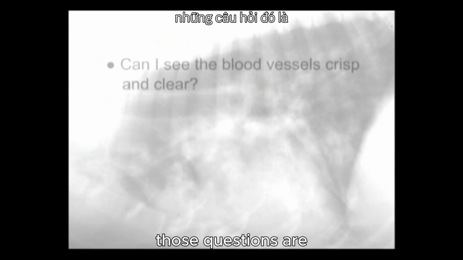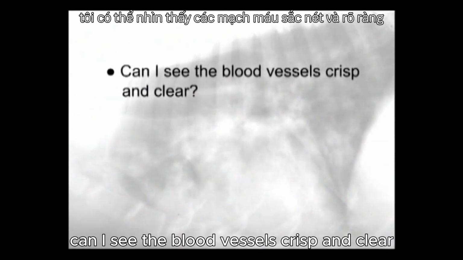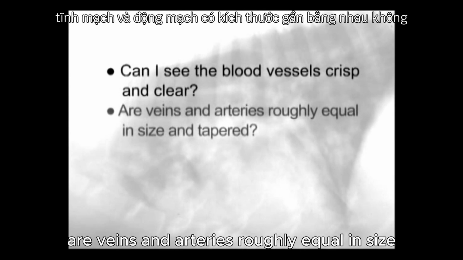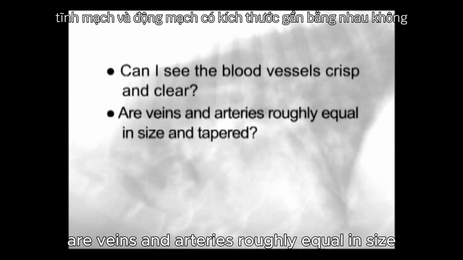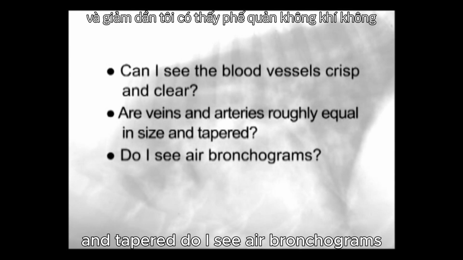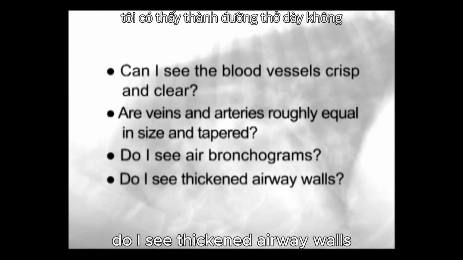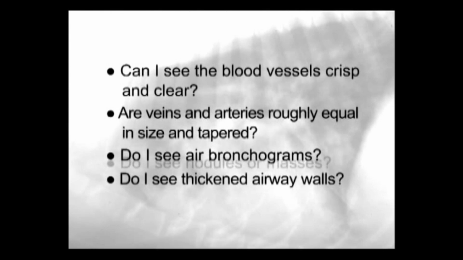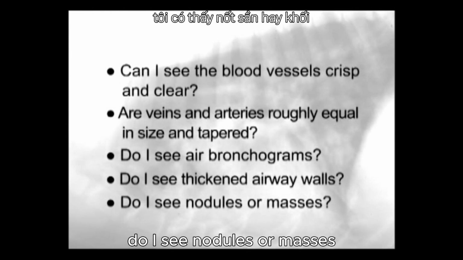Those questions are: can I see the blood vessels crisp and clear? Are veins and arteries roughly equal in size and tapered? Do I see air bronchograms? Do I see thickened airway walls? Do I see nodules or masses?